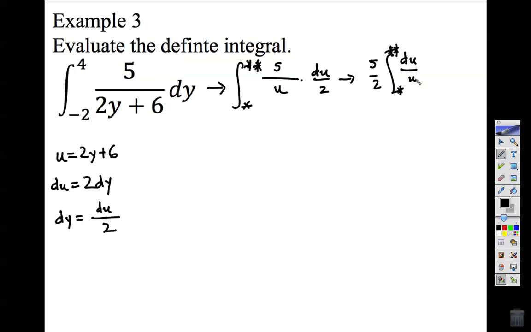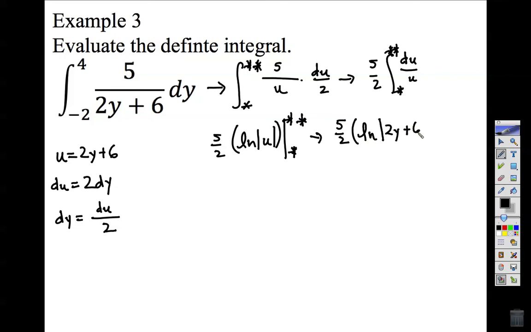What is the antiderivative of 1 over u? That is equal to the natural log of the absolute value of u. And that is solved between the lower limit and the upper limit. Again, this helps me put u back in there. So 5 over 2 times the natural log of the absolute value of 2y plus 6, and that is solved from -2 to 4.